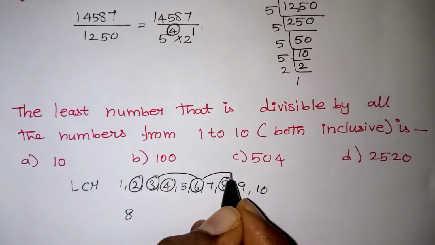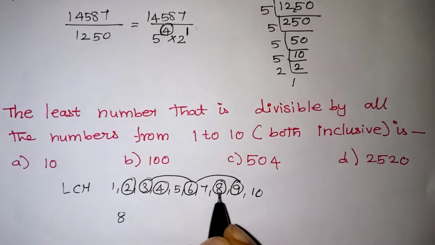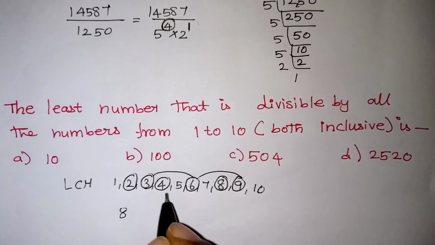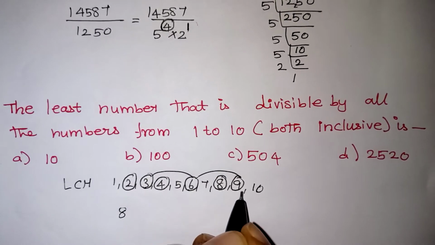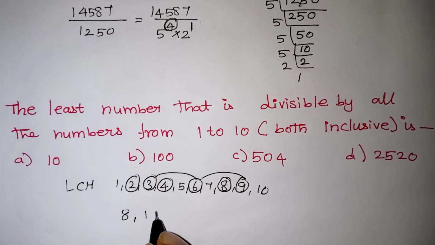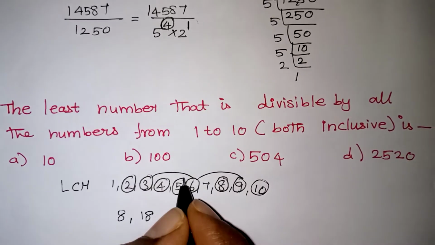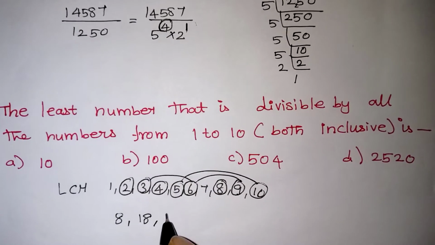6 and 9. So what is a common number for 3, 6 and 9? In the 3 table you will be getting 18. In the 6 table you will be getting 18. In the 9 table also you will be getting 18. So 18 is the next number. Now 5 and 10. If you are taking 5 and 10, the LCM will be 10.